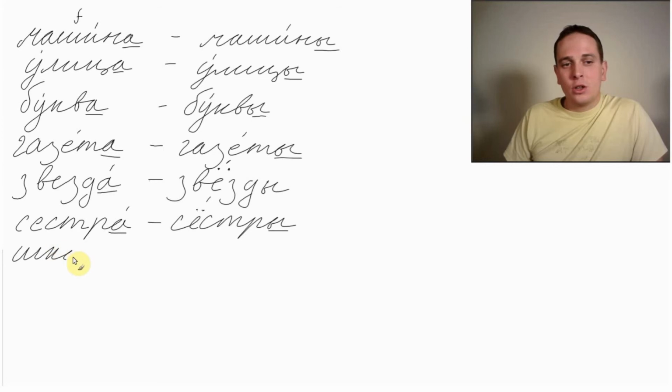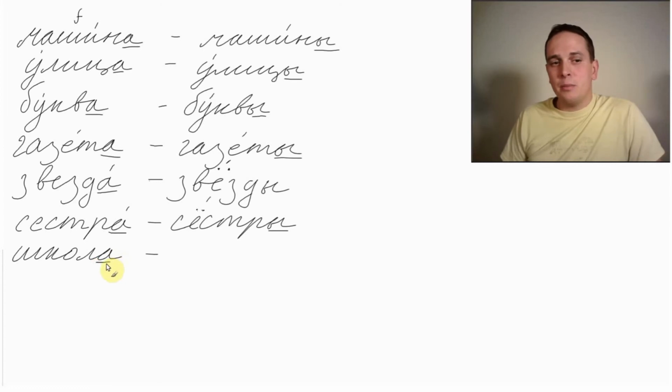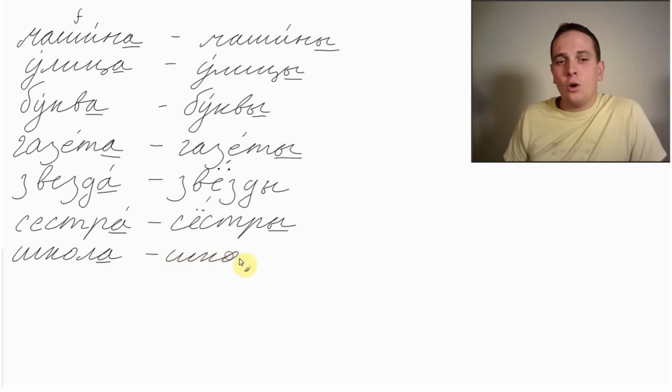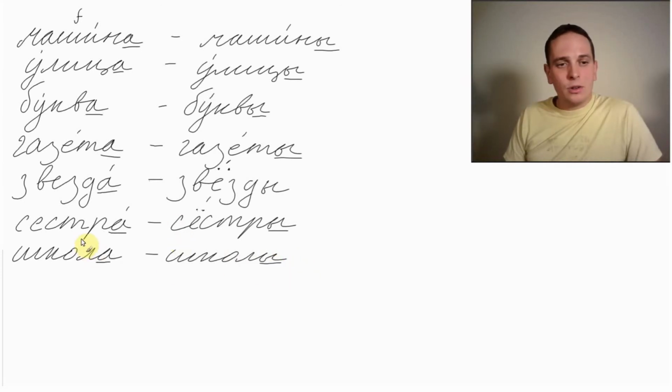Школа. Школа is school. Ends in a. It is feminine. What would be the plural? We replace a with y. Школы. Школа, школы, with the emphasis on о.